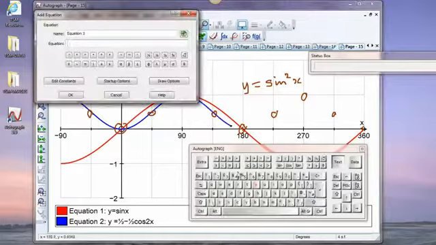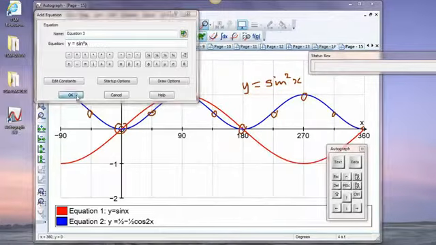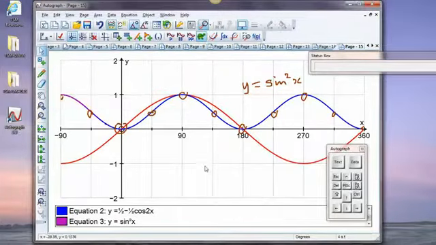So let's just enter y equals sine squared x and see if we do indeed get that. Y equals sine squared x. And there it is. That's no proof that these two are equivalent, but it's a nice visualization.